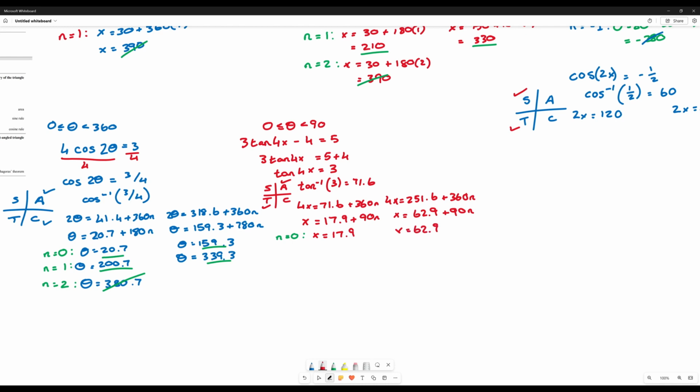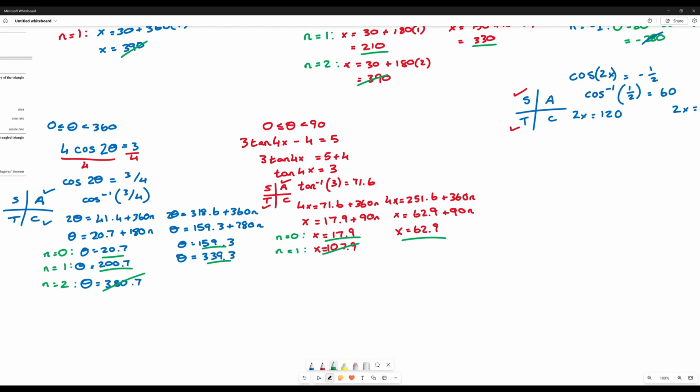I imagine if we go any further, oh yeah, of course, because you'll notice if we do n equals 1, we'd be asked to do 17.9 plus 90 times 1, which is too big, because it'll be 107.9. We could tell it was too big because of the plus 90, and if you add 90, it's going to go above 90, so we don't want it. So we only have those two as our answers, and there you go.